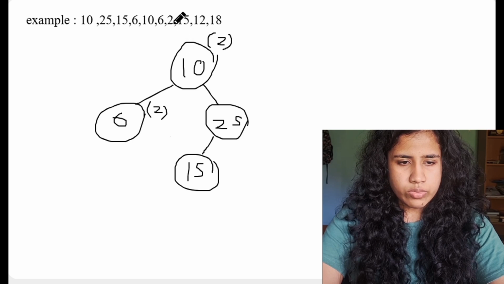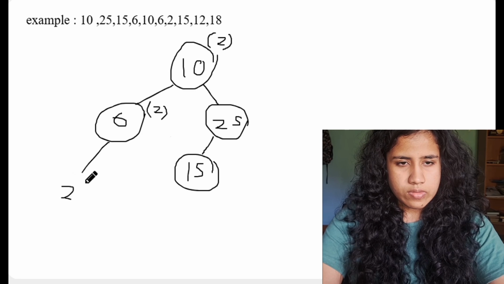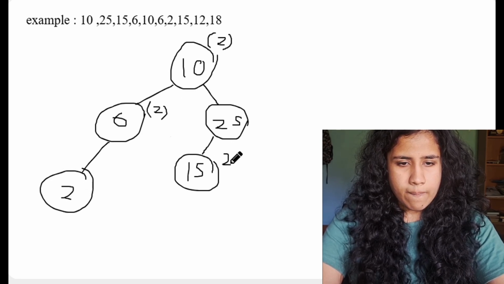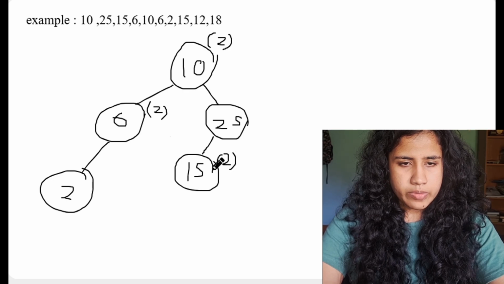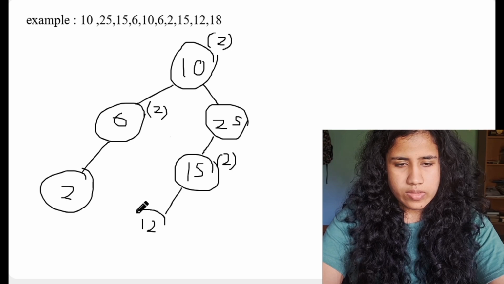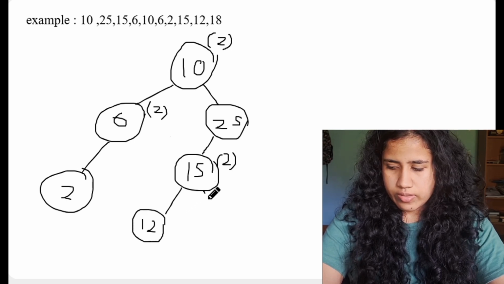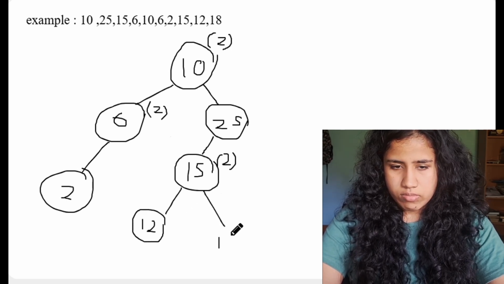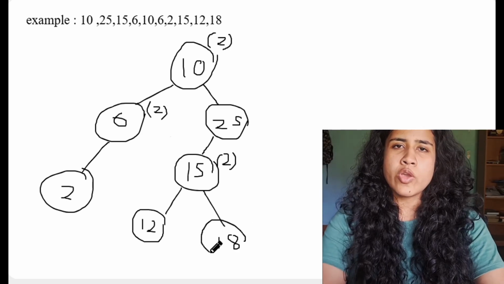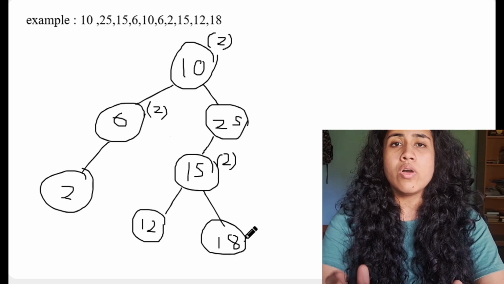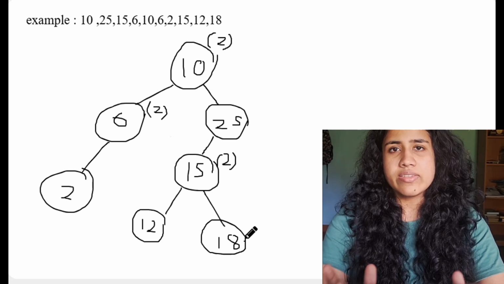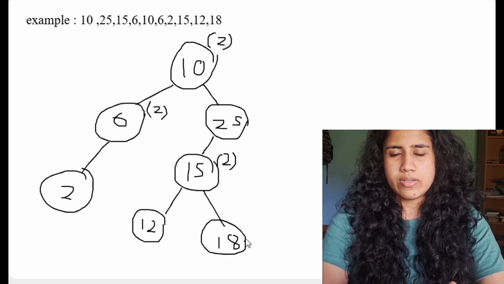Then we have 2, 15, 12, 18. So I hope you got the idea how to draw a binary search tree under 3 conditions.